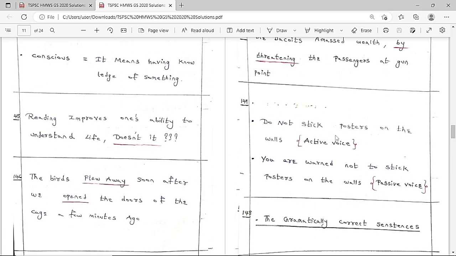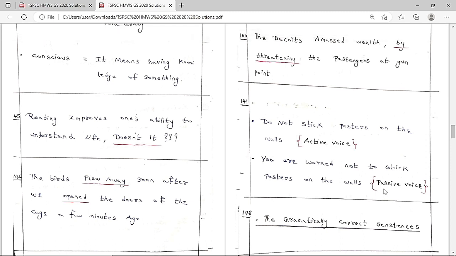So do not stick posters on the walls, it is basically an active voice. You are warned not to stick posters on the walls, it is a passive voice. So therefore we can say, do not stick posters on the walls, it is an active voice, whereas you are warned not to stick posters on the walls, it is a passive voice.